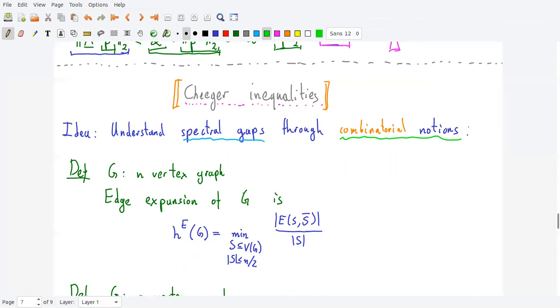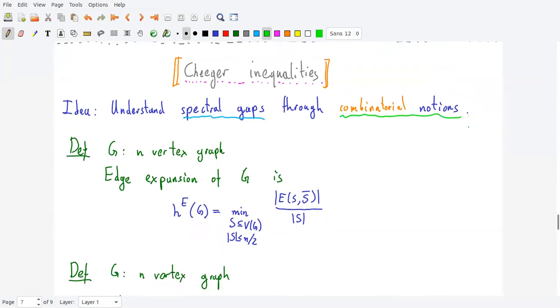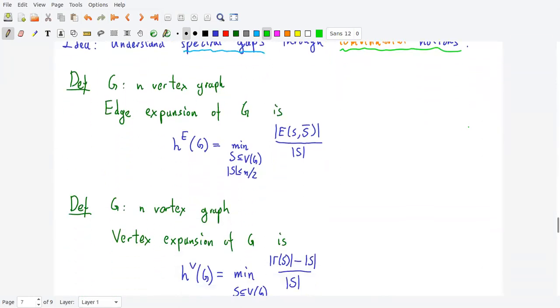So we'll be trying to make a connection between the spectral gaps, the absolute spectral gap and the non-absolute spectral gap, and some combinatorial notions that will be called expansion in expanders. So there are two kinds of expansions corresponding to the two kinds of spectral gaps: the edge expansion and the vertex expansion.